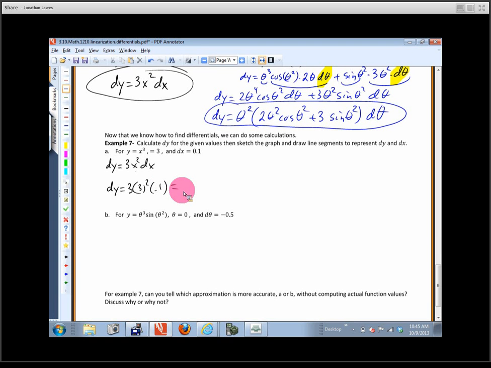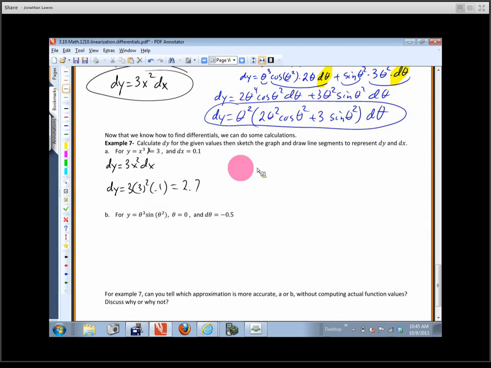Oh, I'm sorry. Did that not show up? That should be x equals 3. Yep, sorry about that. I'll have to fix that in the notes. What do you get? 2.7. In fact, you don't even need a calculator for this because this would be 27 times 0.1. Move the decimal one place, you get 2.7.